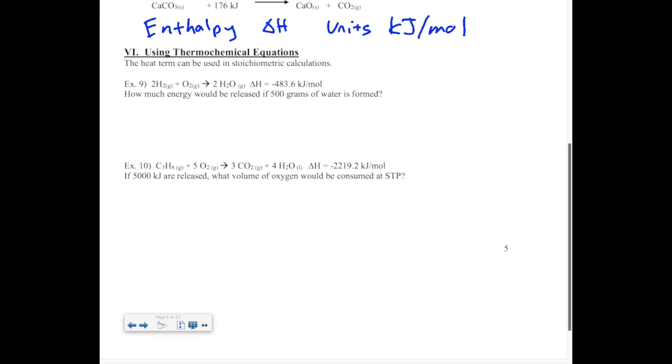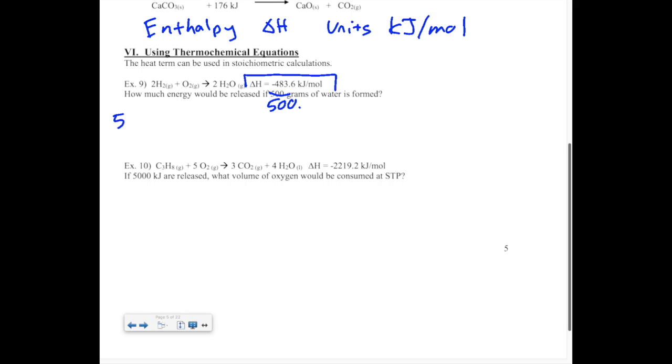The easiest way is to start showing you an example. So if I look at example number 9, I have the production of water, and it will have this enthalpy attached to it, which we learned about in the previous video. Now, it is exothermic because it has a negative delta H. Now, the question asks, how much energy would be released if 500., with a decimal, grams of water is formed.